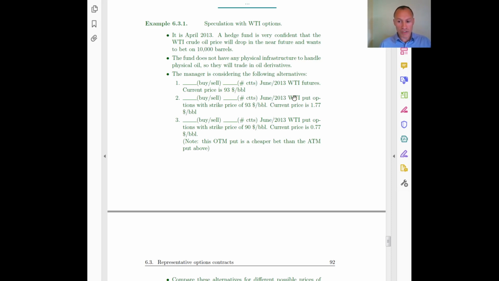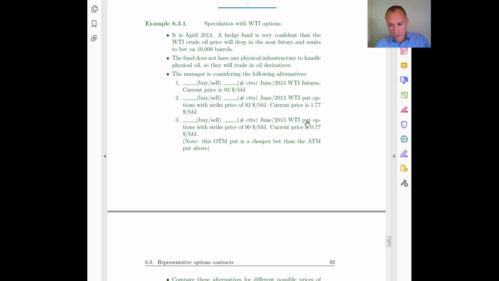Alternatively, now let's think about options. If you want to bet on a price drop, meaning you want to profit if the price drops, you want to pick a put option. Think of the payoffs of a put option: it gives you a positive payoff if the price ends up below the strike price. So if you want to bet on the price going to the left, going down, you need to buy a put option. Okay, and I already answered the first question. So you need to buy a put option. Buy how many contracts? Since each option is on one futures, and one futures is on 1,000 barrels, the number here is again 10.